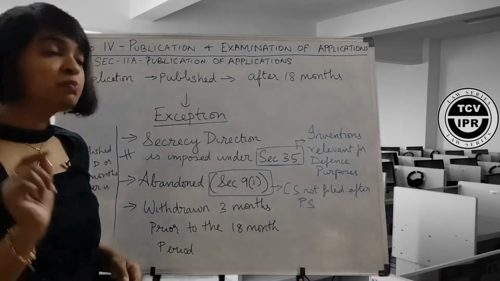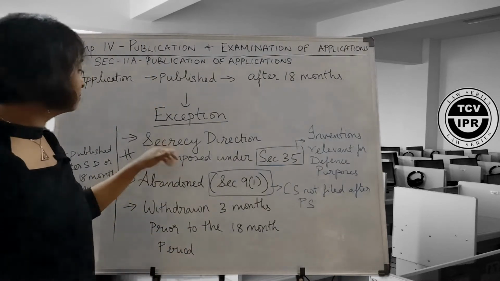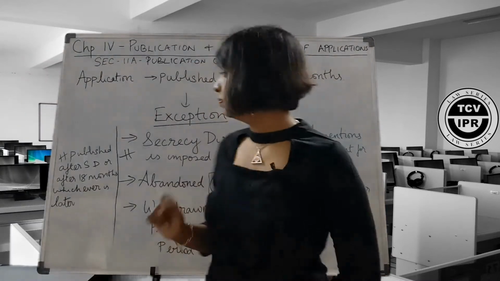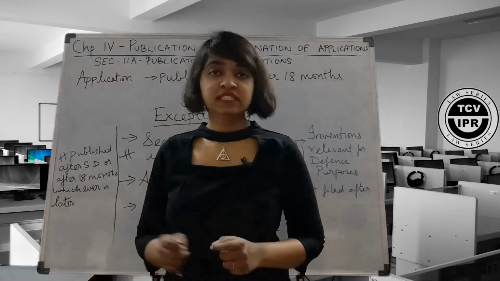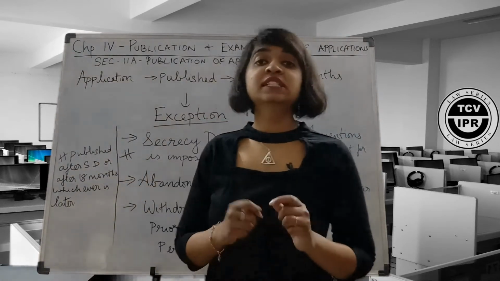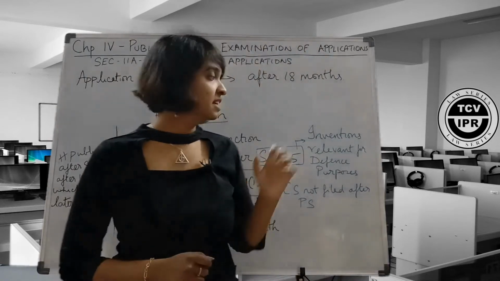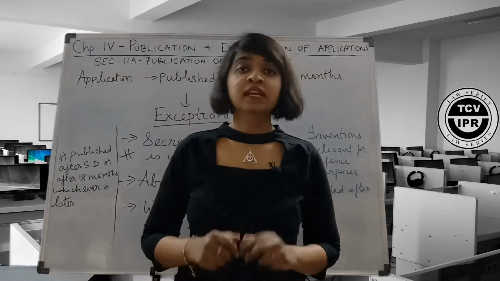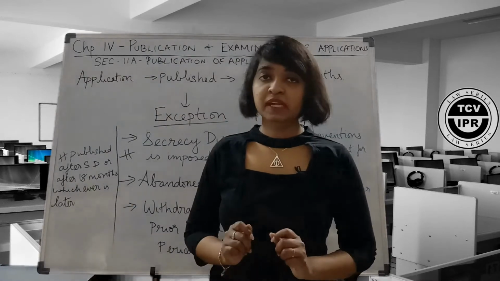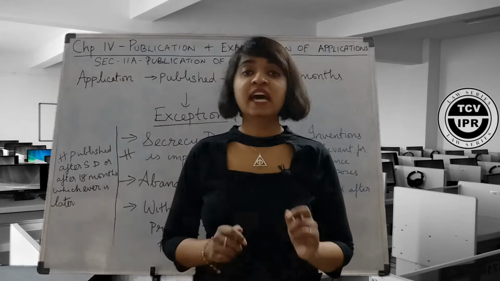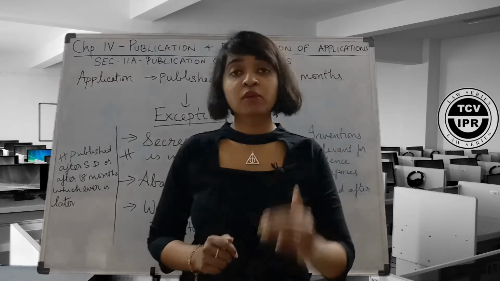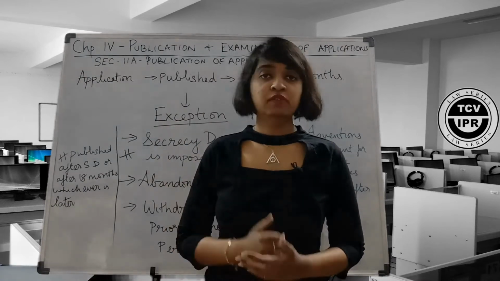Now, one small exception here is that when a secrecy direction is imposed, your application will be published after the secrecy direction or after the 18-month period, whichever is later. Suppose the secrecy is imposed only for 2 months, then after the 18-month period, your application will be published. Now suppose the secrecy direction is imposed for, let's say, 24 months. Then only after the 24 months get over, the application will be published.